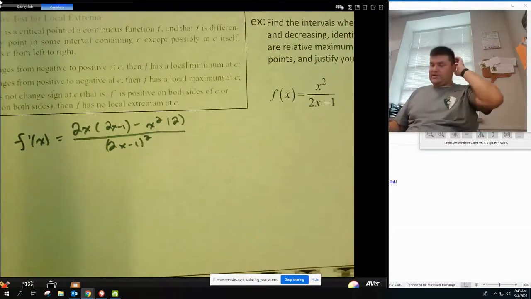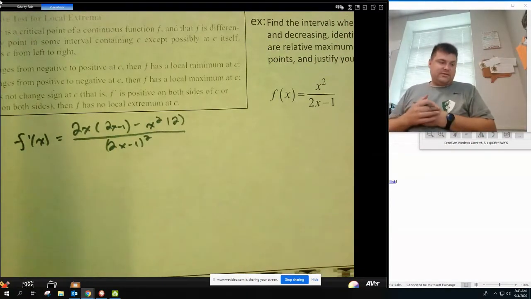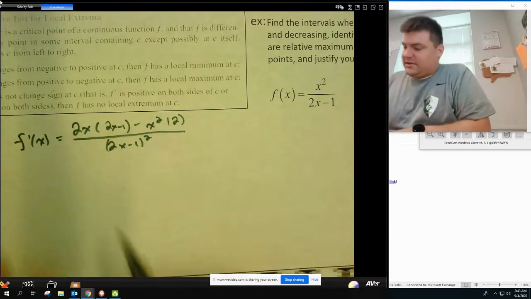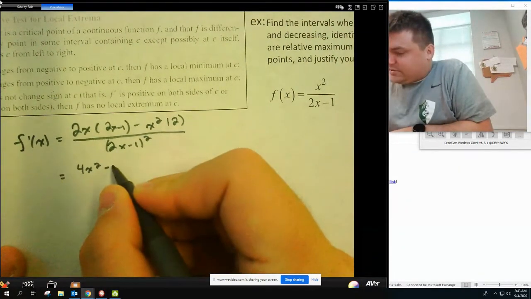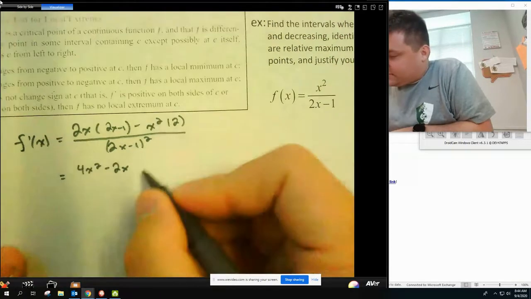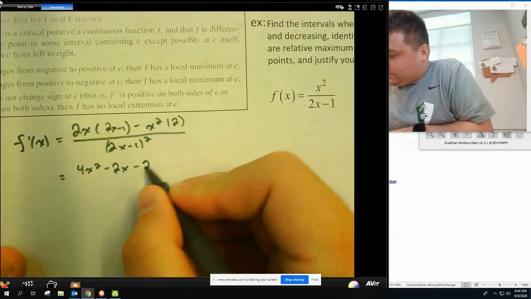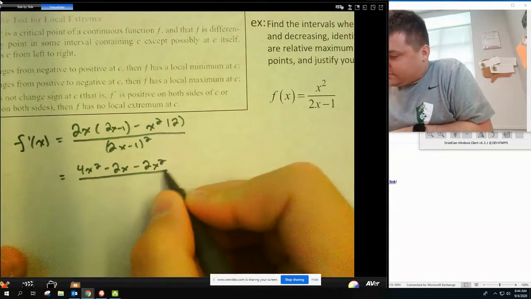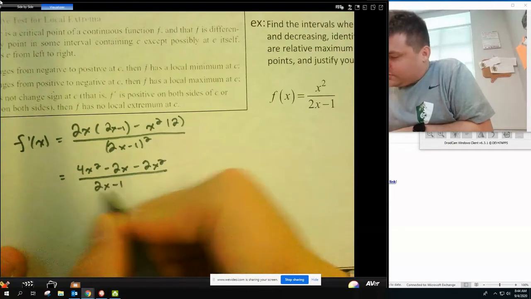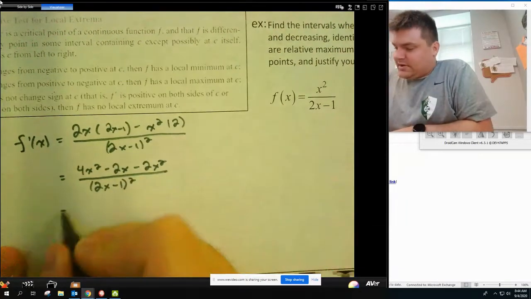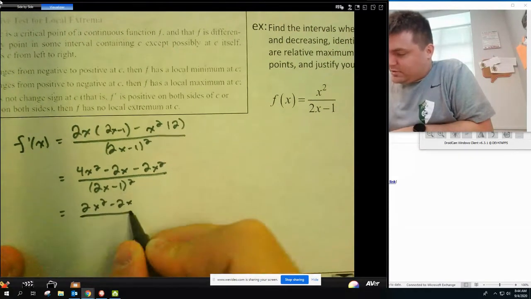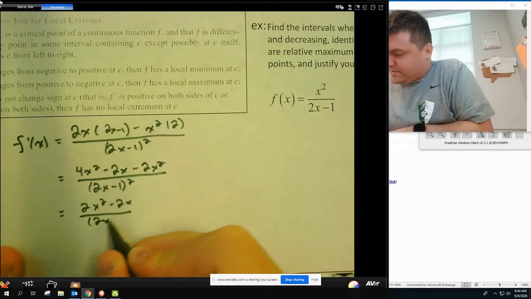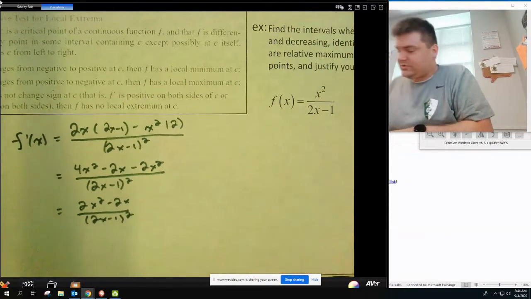This is going to require just a little bit of cleanup before I really can do anything else. I'll make this look nice and neat here. So I'm going to get 4x squared minus 2x minus 2x squared, all over this 2x minus 1 squared. And this is going to give us 2x squared minus 2x all over 2x minus 1 squared.